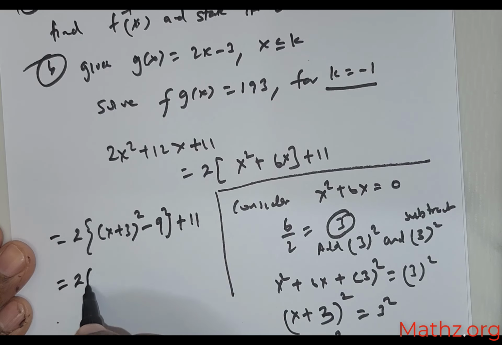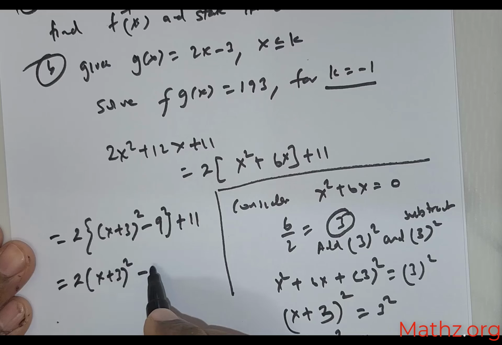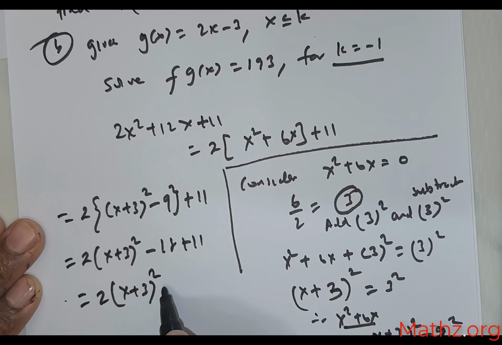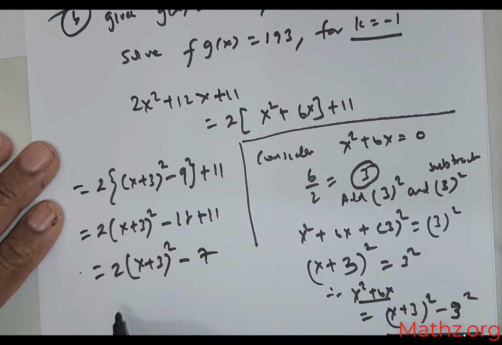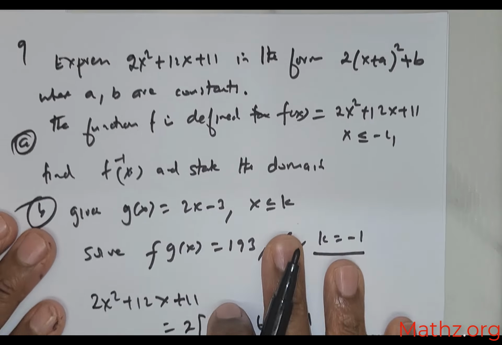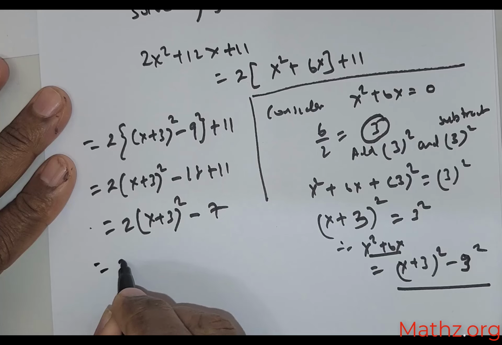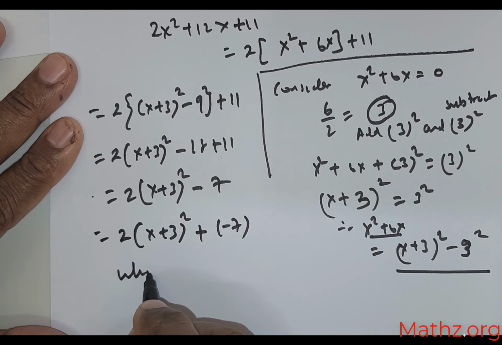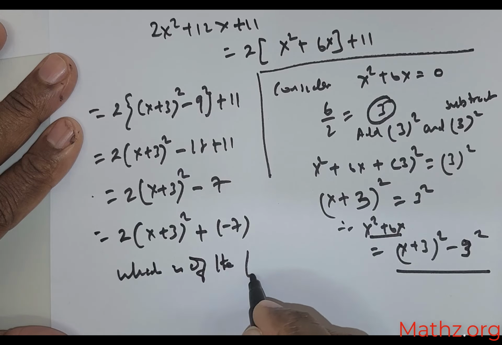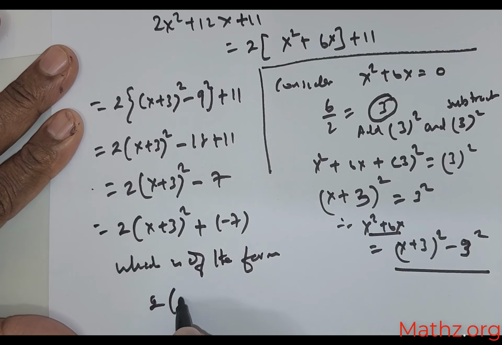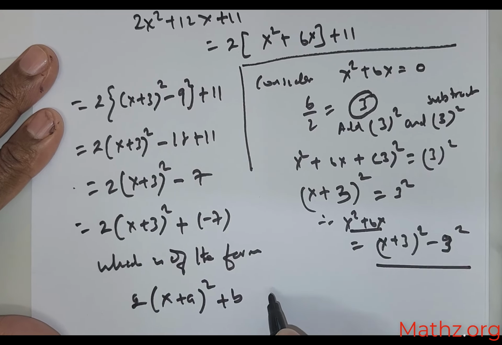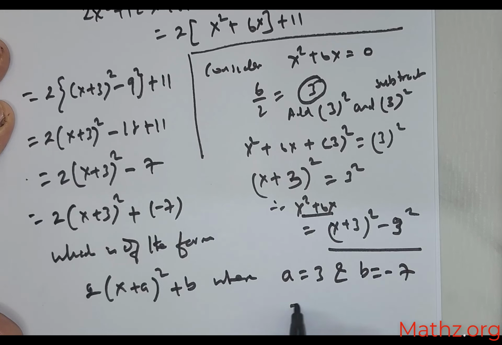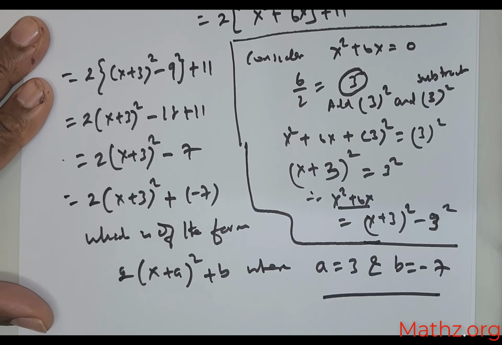So distribute 2. This is going to be 2 times (x + 3) whole squared - 2 times 9, which is 18, + 11. This can be rewritten as 2 times (x + 3) whole squared - 7. Since we have to write this in the form 2 times (x + a) the whole squared + b, this is 2 times (x + 3) the whole squared + (-7), where a is equal to 3 and b is equal to -7. So that completes the solution for the first part.